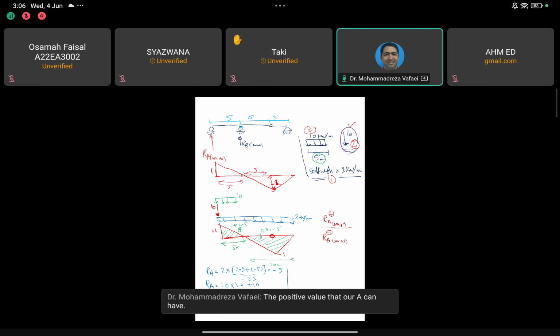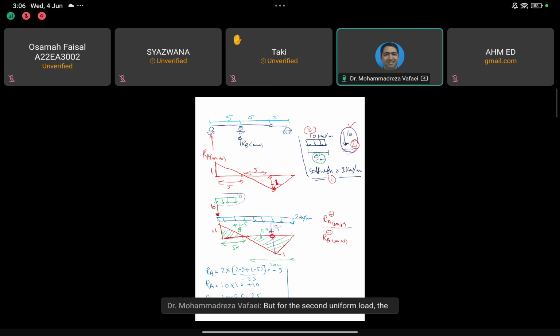When it comes to negative value, this is the time that we need to move our load to the negative side of the graph. Obviously, the point load that can move should be here with the intensity of 10, because this height is the largest height. But for the second uniform load, the second moving load, this one is not as easy, as we decided to put it right here.